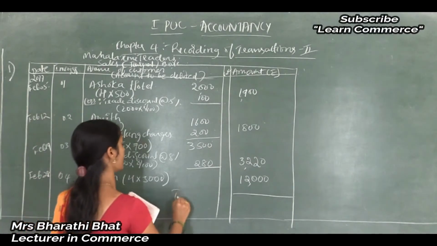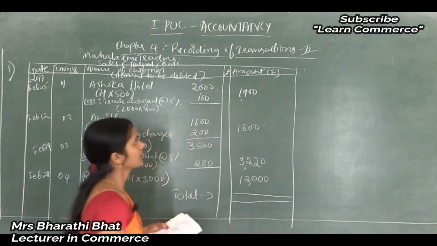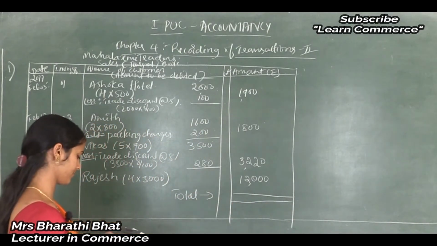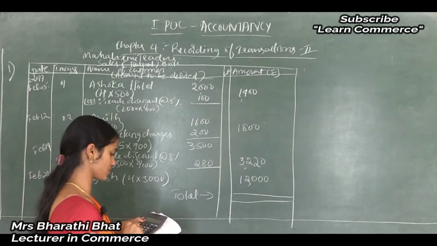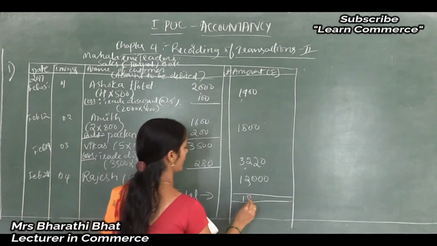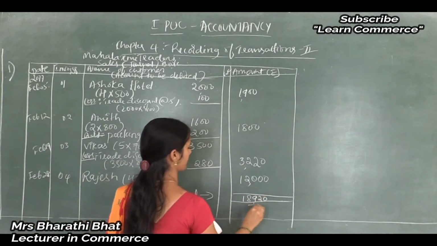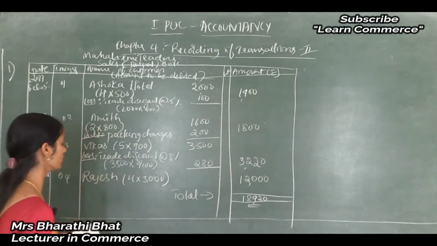So what is the next step? Totaling. So total it: 1,900 plus 1,800 plus 3,220 plus 12,000, 18,920. 18,920. So last one, we have to give what?